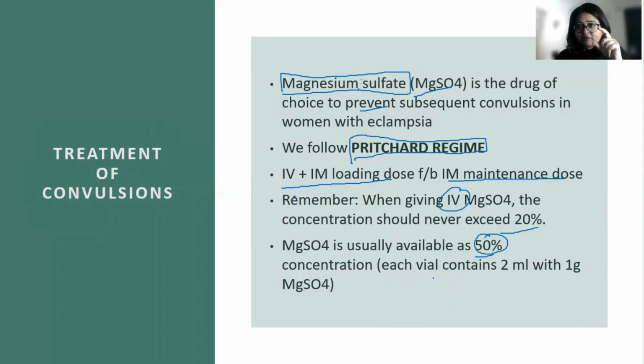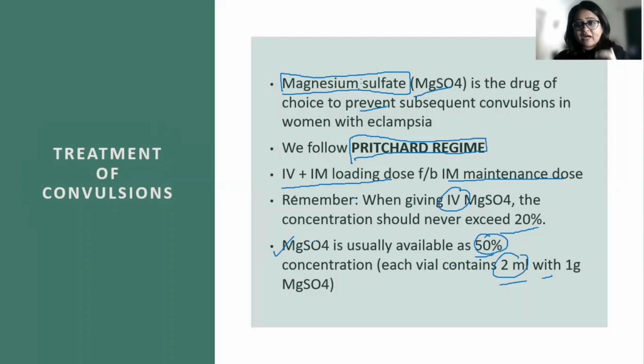So each vial of that 50%, remember, has 1 gram of magnesium sulfate, and that contains 2 ml. So 2 ml has 1 gram, and that is why the concentration is 50%. If 2 ml had 2 gram, it would have been 100% concentration. So what does 50% concentration mean? It means that 1 gram in 2 ml is 50%. Okay, so this is how the magnesium sulfate is available, what we have.